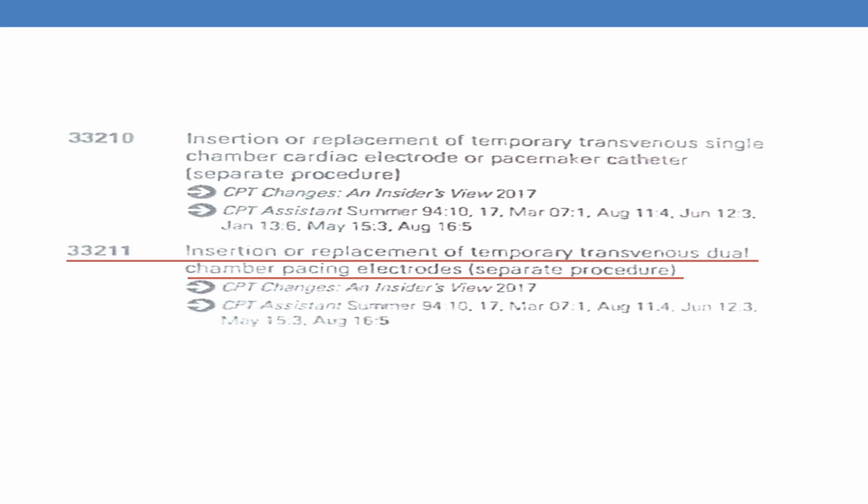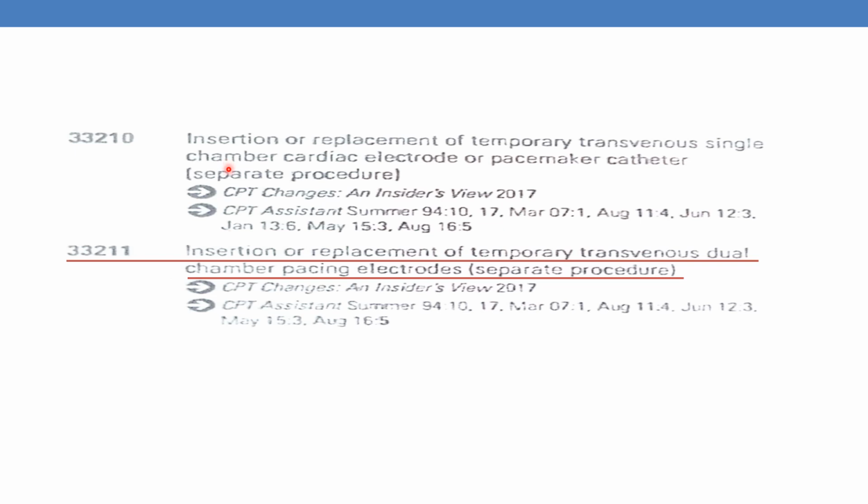Now if you go for 33210 and 211, here insertion or replacement of temporary transvenous pacemaker is seen. For the insertion of temporary transvenous pacemaker, these two are the CPTs, 33210 and 33211. If you see the description of 33210, it indicates insertion or replacement of temporary transvenous single chamber cardiac electrode or pacemaker catheter. Here it is a single chamber.